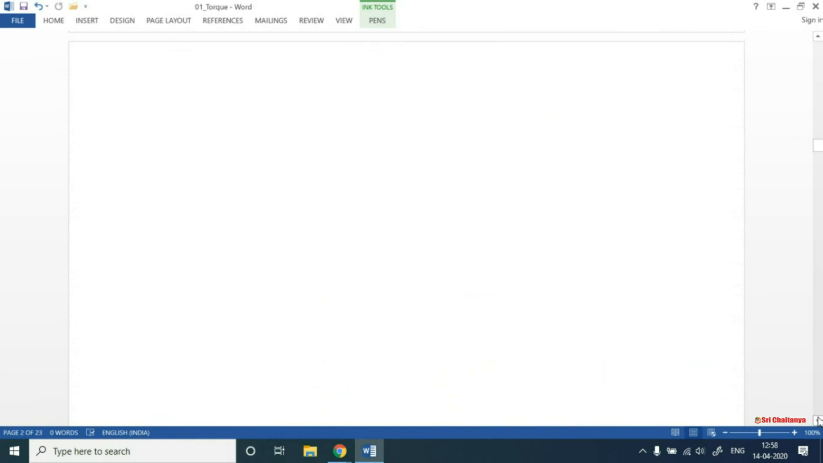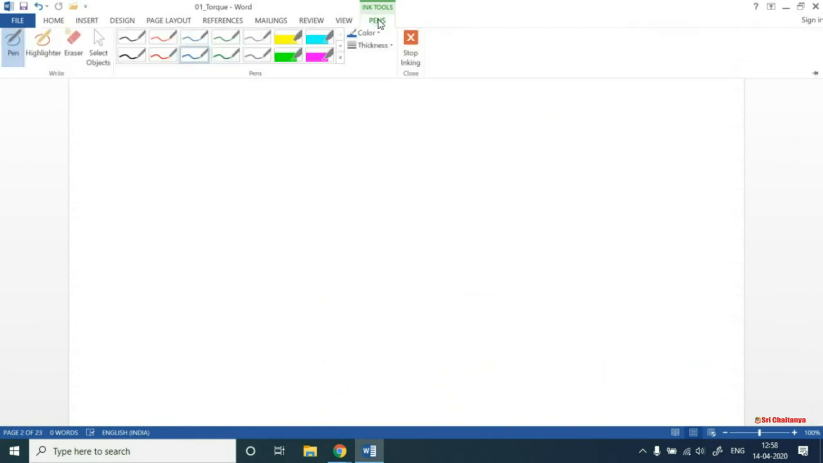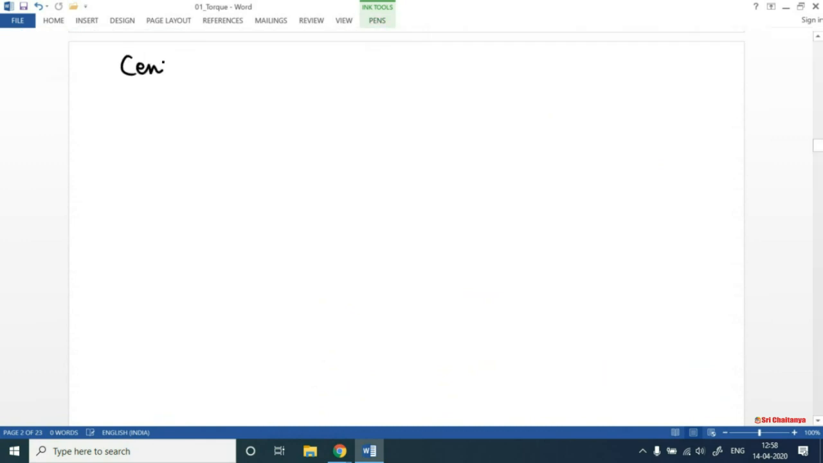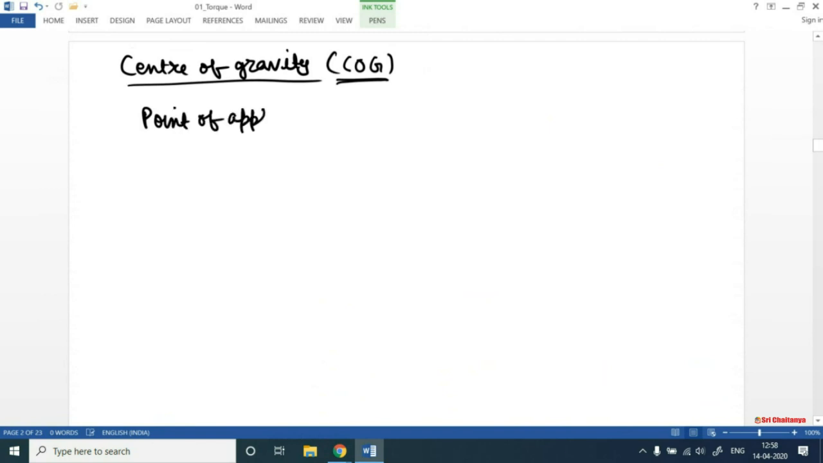Now let's learn about the concept of center of gravity. Center of gravity is a term which is often confused as center of mass. But let me tell you, these two quantities are not essentially the same. They are different. So center of gravity is nothing but the point of application of gravity.